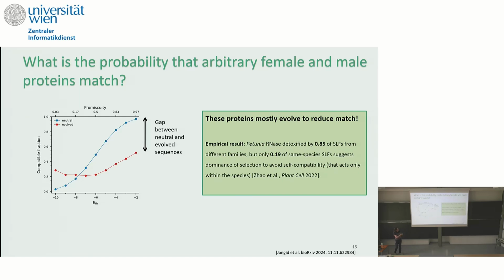For the evolved sequences, this is the red curve, we see something very different. So first, in most of the range, what we see is that the evolved sequences match much less than the random ones. Okay, so that means that overall the net selection pressure acting on them is to avoid match rather than to increase match, which is a bit counterintuitive, because we normally think of the default of proteins is that they do not match, and then you have to apply selection to make them match. But here it seems to be the opposite.